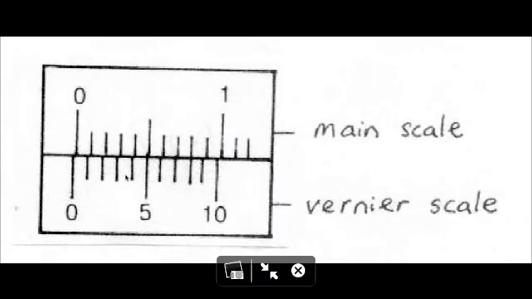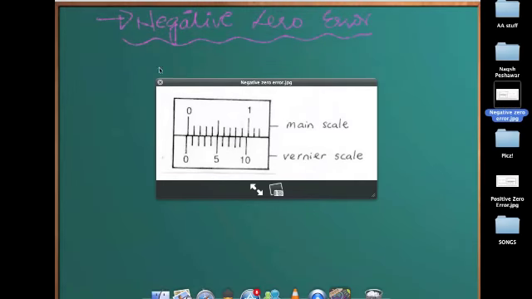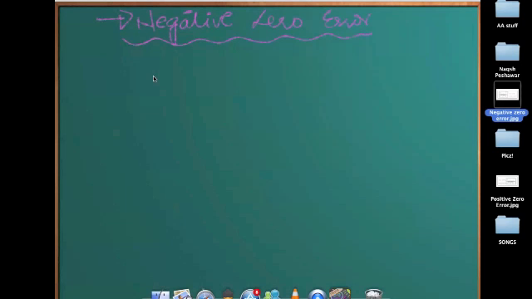The zeros are not coinciding, obviously, since we know it's the zero error. This shows me that it's a zero error. But what kind of zero error? The Vernier scale zero mark is on the left hand side of the main scale zero mark. This means it's a negative zero error. This means that before we even started, we were on the negative side.